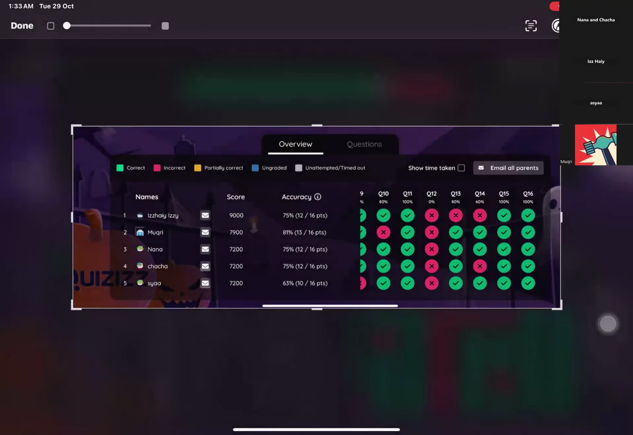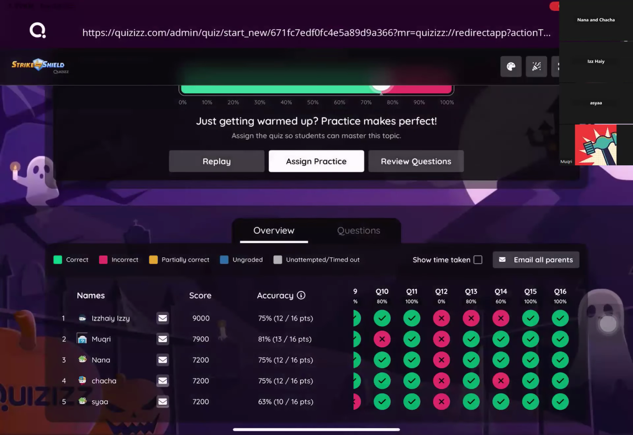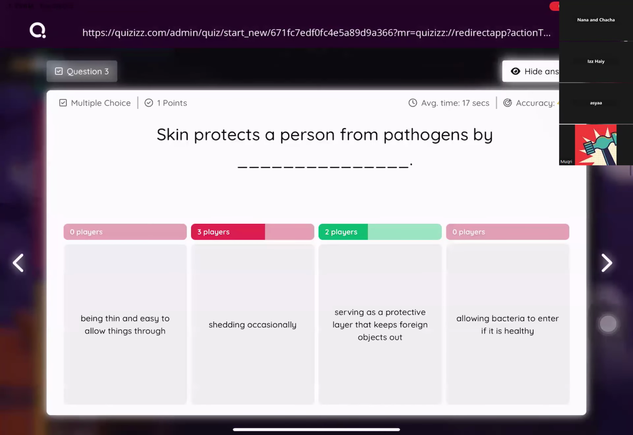Okay, so we discuss first. The skin protects a person from pathogens by serving as a protective layer that keeps foreign objects out. You are wrong because that one is shedding occasionally. The best answer is serving as a protective layer, because it says the skin protects a person from pathogens by serving as a protective layer that keeps the foreign object out.